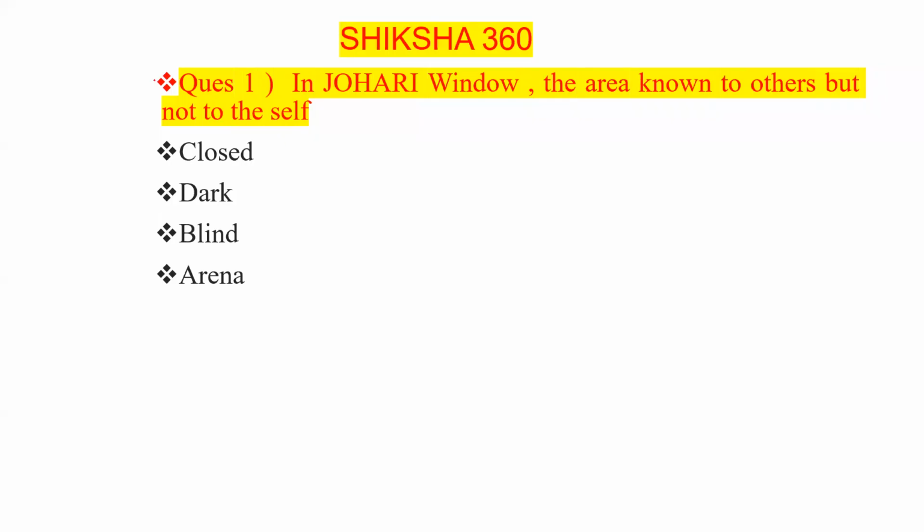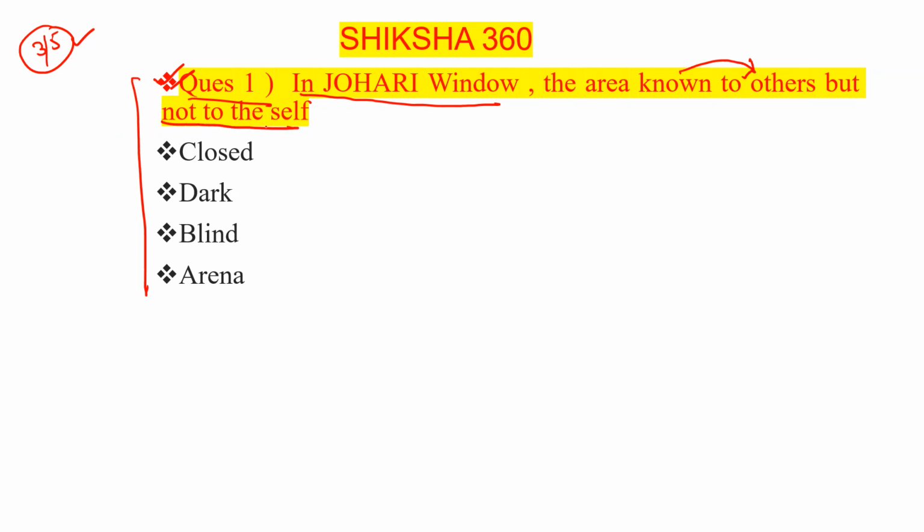The first question is on the Johari window. Every year they ask a question on it, either a 3 or 5 mark case study based question, or this year a 1 mark question from the Johari window. In the Johari window, the area that is known to others but not to the self. This is from chapter number 21, page number 297, very very important.